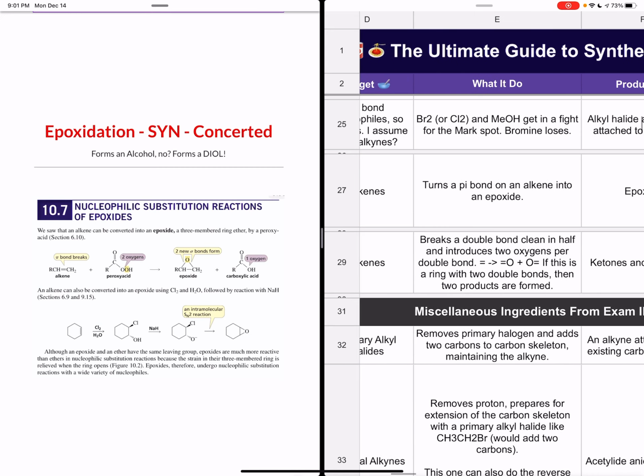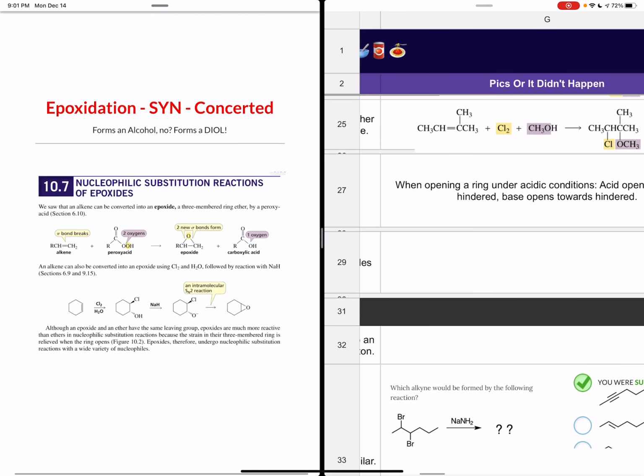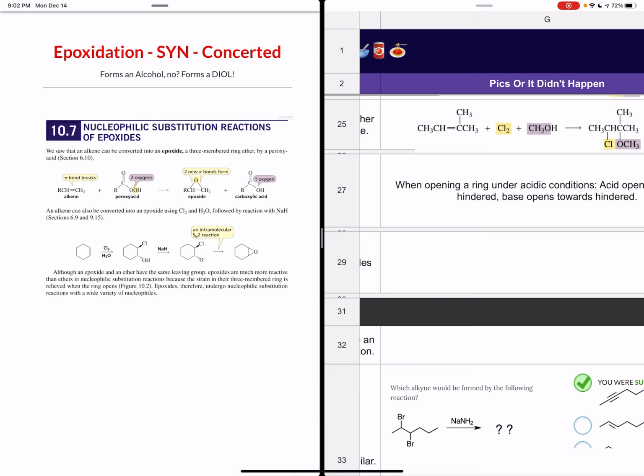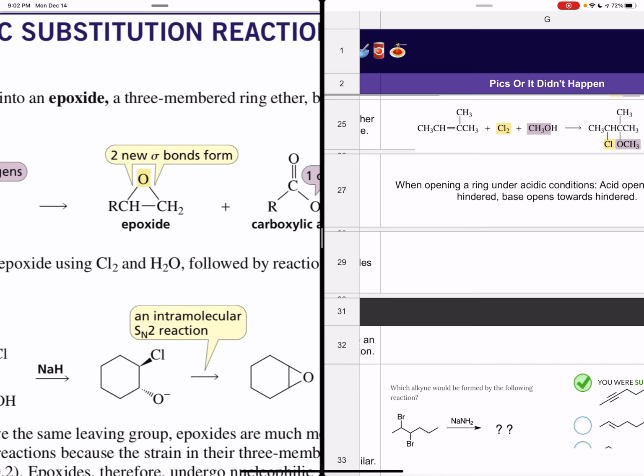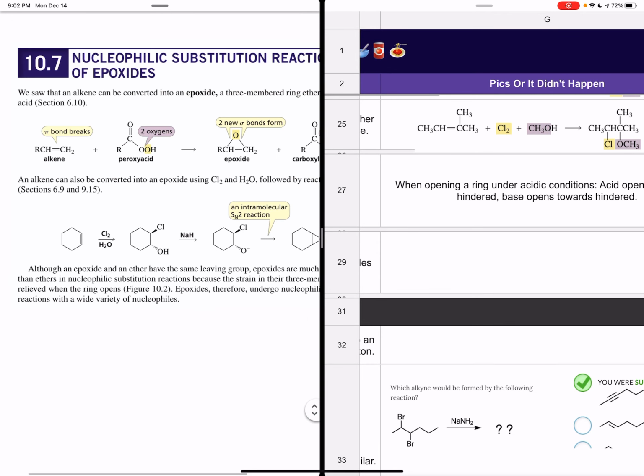It's going to turn a pi bond on an alkene into an epoxide, which looks like this on the left here. In this case, we're using a peroxyacid, and the epoxide looks like this. It has this oxygen kind of triangle, and that's what's happening, okay?